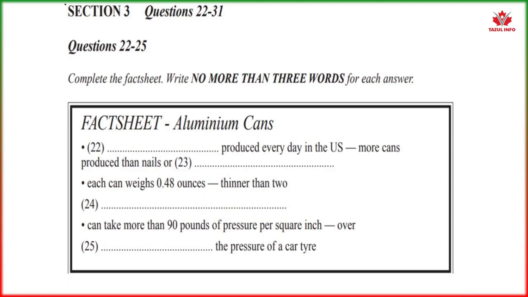This bit's interesting. Today's can weighs about 0.48 ounces. Thinner than 2 pieces of paper. From this magazine, say. Yeah, and yet it can take a lot of weight. More than 90 pounds of pressure per square inch. 3 times the pressure of a car tyre. Okay, I agree. It's a good topic.